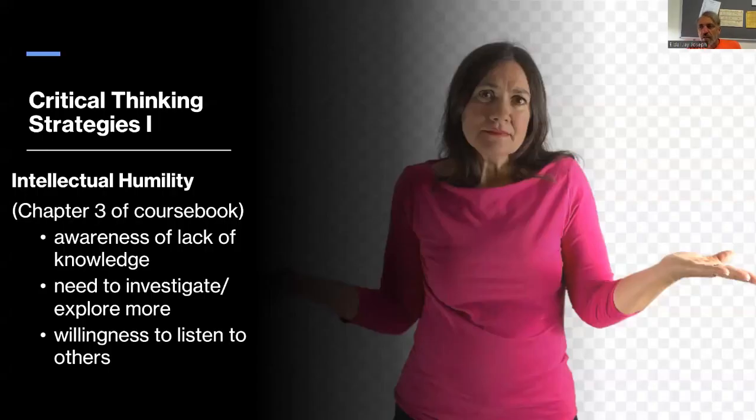The first strategy that I want to present has to do with intellectual humility, which comes from chapter 3 of the course book. And this particular lesson that I quite like is the idea that we have to admit that we don't have full knowledge about just about anything, right? And we have to be humble enough to admit that and then explore further and try to find sources and try to investigate other points of view and especially be willing to listen to others.